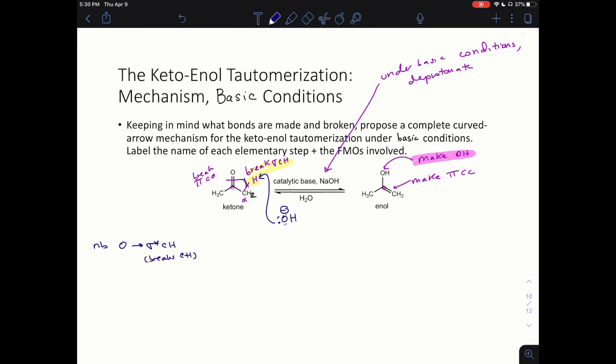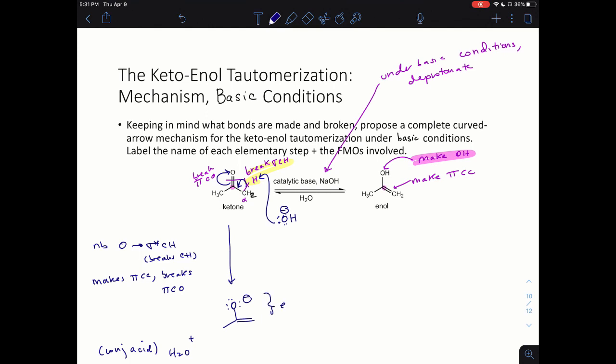Those electrons in the sigma CH bond, they come and they make the pi CC bond that we see over here. And that breaks the pi CO. So that makes the pi CC. Can't have 5 bonds to carbon, so it breaks the pi CO. And if you draw the products of our arrows, you will get this species and water, the conjugate acid of hydroxide.